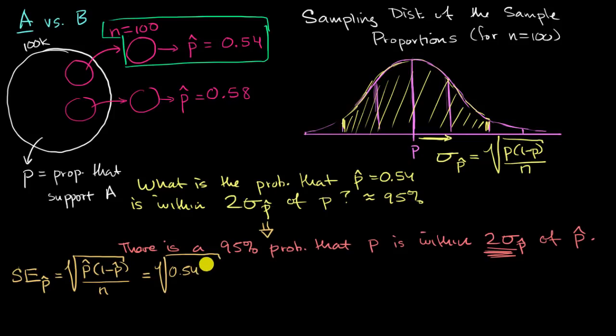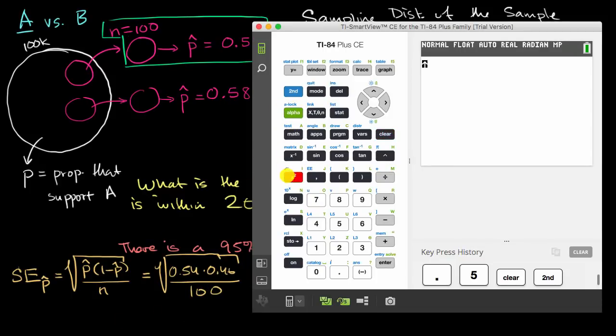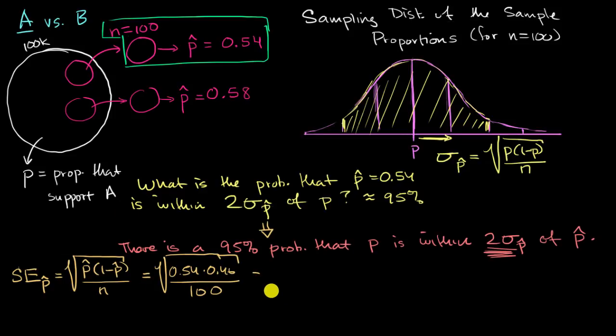So this is going to be equal to 0.54 times 1 minus 0.54, so it's 0.46, all of that over 100. So we have the square root of 0.54 times 0.46 divided by 100, close my parentheses, enter. So if we round to the nearest hundredth, actually even to the nearest thousandth, it's going to be approximately 0.05. So another way to say all of these things is, we don't know exactly this, but now we have an estimate for it.